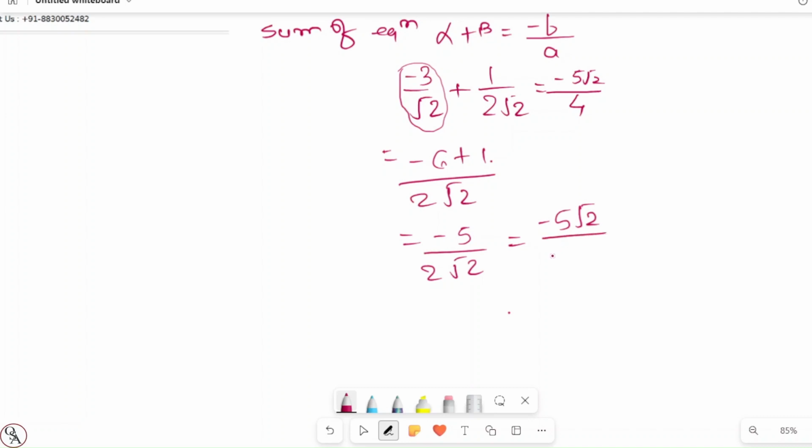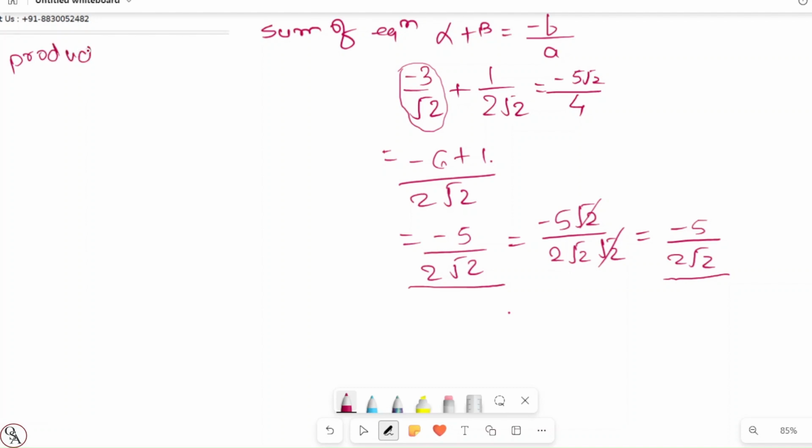Okay, so see, on my RHS, I am getting minus 5 root 2 upon 4. For the 4, I am going to write 2 into root 2 into root 2. So this root 2 and this root 2 get cancelled. So what I get at the RHS is minus 5 upon 2 root 2. So guys, if you check, the LHS and the RHS of the equation are equal, which is verified for the sum of the equation. Now we are going to check the product.